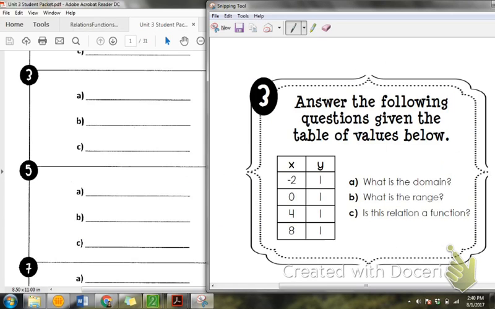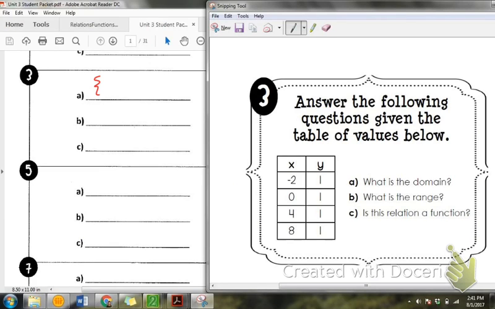So it says answer the question given the table of values below. First of all, what is the domain? So we talked about the domain is all the x's, right? They're already in numerical order for you from smallest to biggest. So when we write this over here in part A, because that goes to question 3A, we're going to draw brackets because that's how we write the set.